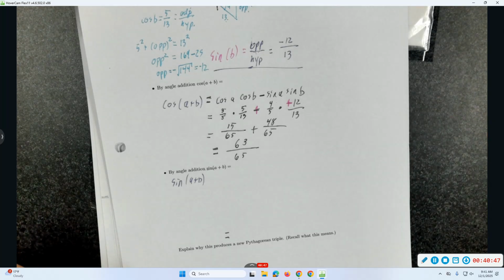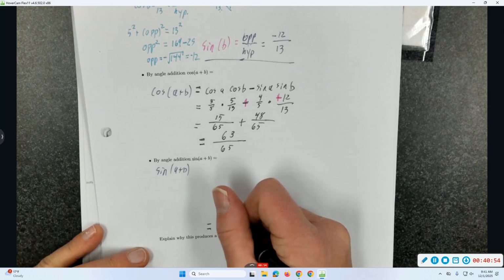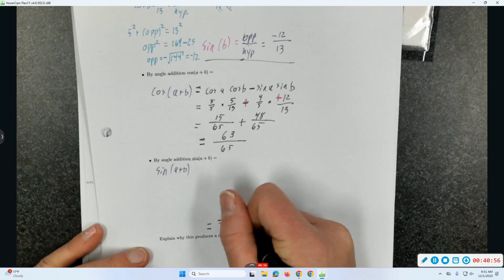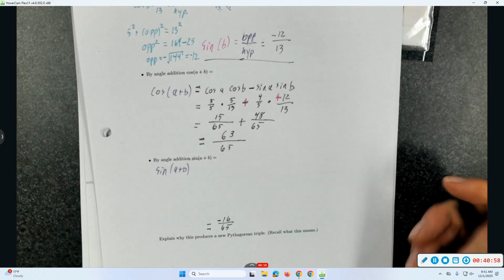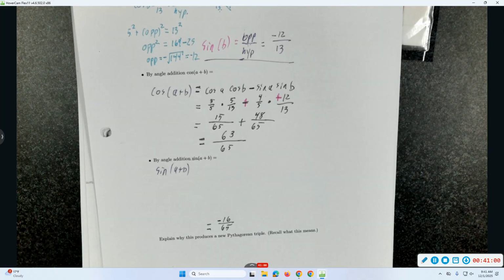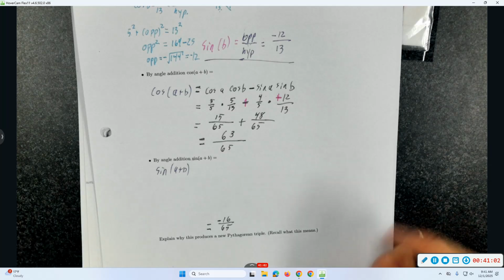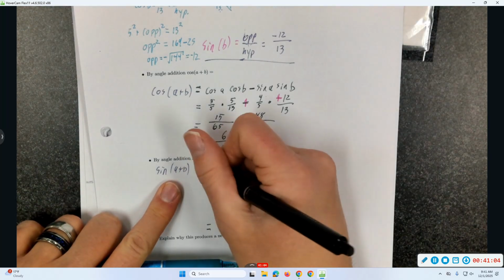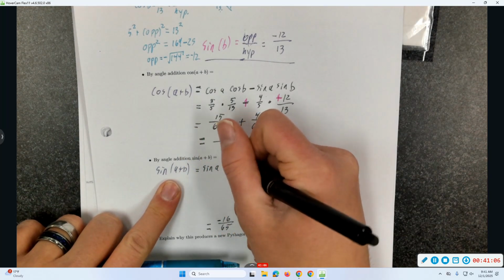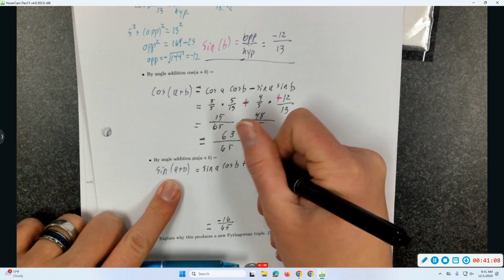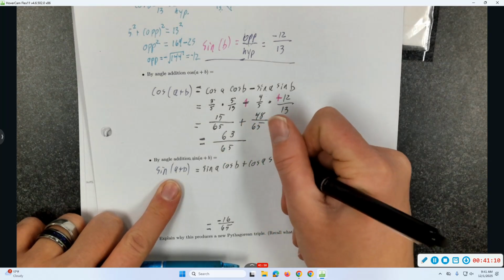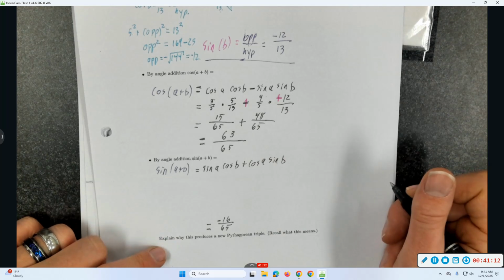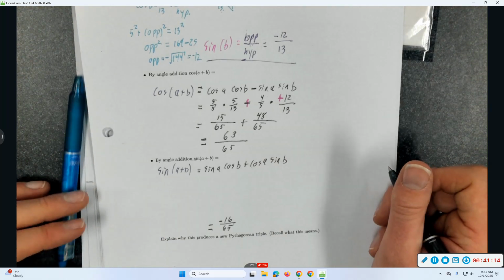How many people, in the time that I was doing that, just did the computation for sine of A plus B? What'd you get? Negative 16 over 65. I hear a negative 16 over 65. Do I hear a second? Do I hear a call to do the walk for sine? Cool, let's do it. Sine of A plus B is going to be sine A cosine B plus cosine A sine B. And now we'll do the same walk.